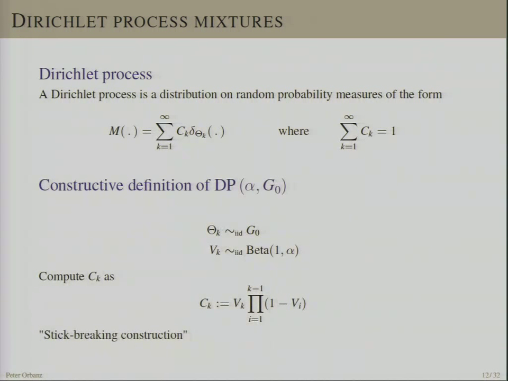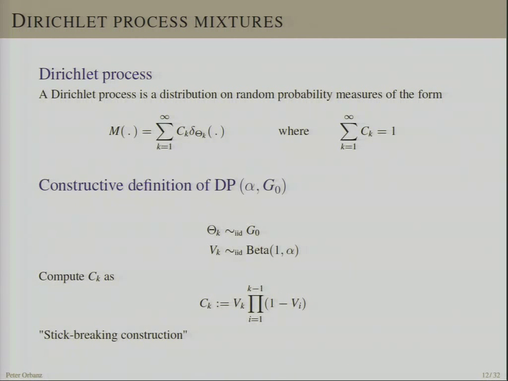Well, these locations of the atoms, we can certainly just start with some distribution and sample independently from that. And that's exactly what we're doing in the Dirichlet process. So we start with some distribution that we call G0. That is a distribution on the space of these thetas. And we sample IID from this distribution an infinite sequence of thetas.